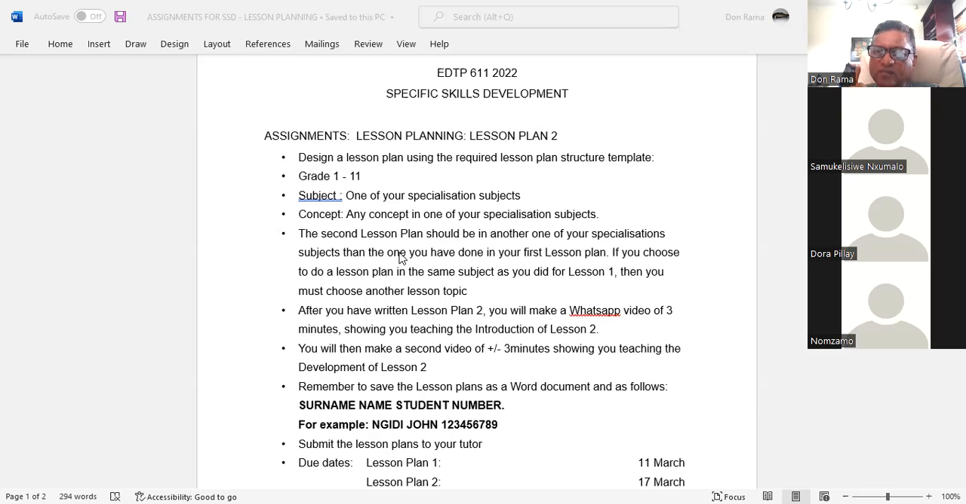For lesson plan 1, you get what is called a submission mark. Just because you submitted, you get 10 marks. But for lesson plan 2, you get a mark out of 100%. You have to email that lesson plan together with the draft lesson plan for lesson plan 2 to me.